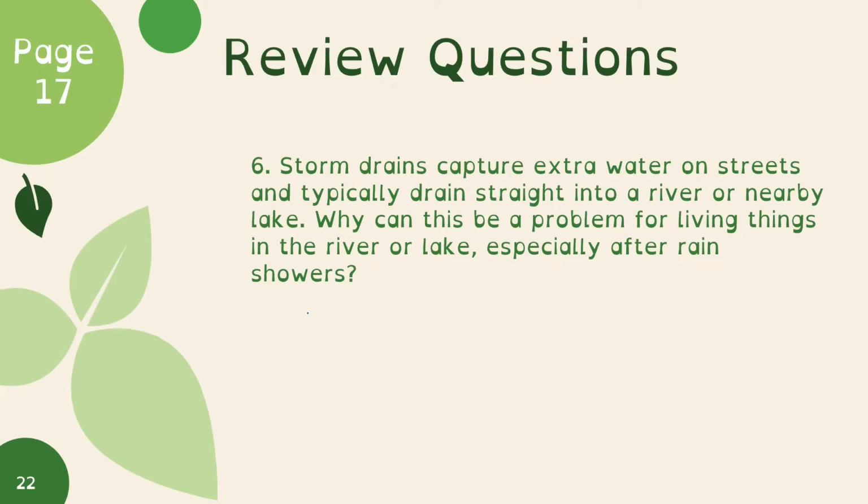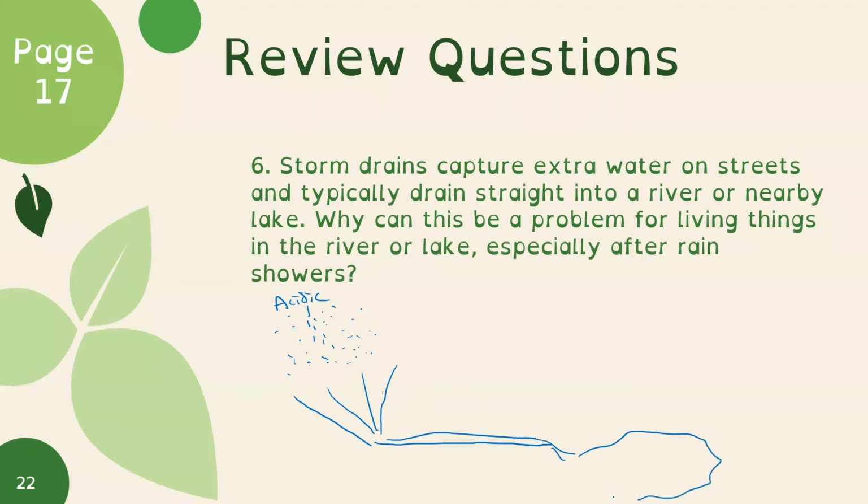So if we think about it, I'm going to draw a diagram. You can draw a diagram sometimes. If we have rain that's all over the place, we know that our precipitation is acidic. And then if we funnel all of this rain from various places into a sewer system, we've taken all of that acidicness and put it together, and then we are dumping it into a natural body of water.